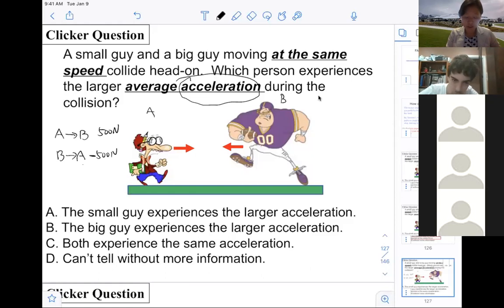Now let's say the little guy bounces into the big guy and exerts a force of 500 newtons. Using Newton's third law, the big guy must exert the same amount of force, 500 newtons, but in the opposite direction. So the little guy experiences 500 newtons, and the big guy experiences 500 newtons. They have the same force during the collision.